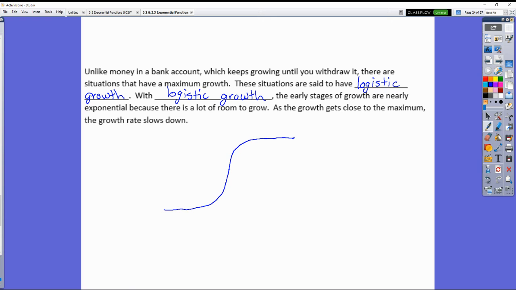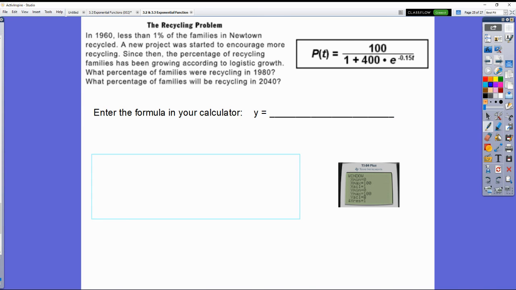Okay, so just so you can see an example of what this looks like and get it in your calculator, this is the recycling problem. So in 1960, less than 1% of families in Newton, some town, recycled. A new project was started to encourage more recycling. Since then, the percentage of recycling families has been growing according to a logistic growth equation over here on the right. Because this is percent of people recycling, at the beginning, they're probably going to get a lot more people to recycle, and they can never go over 100%. So my maximum that it can ever get up to is close to, but probably never equal to, 100% of people recycling.